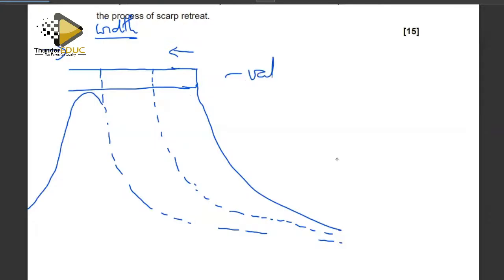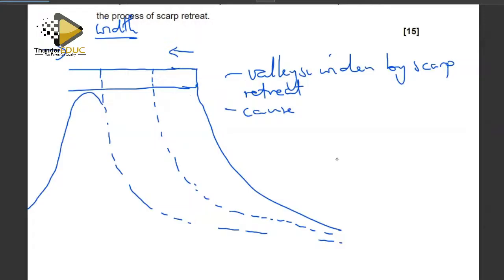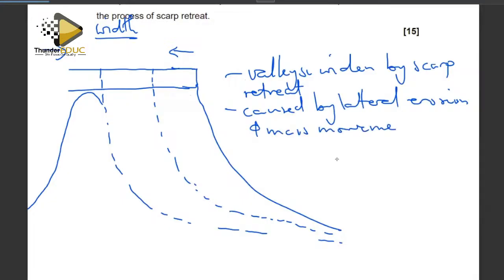So we are saying valleys widen. Valleys widen by scarp retreat. And that scarp retreat is caused by lateral or sideway erosion and mass movement. Then it reduces the plateau.